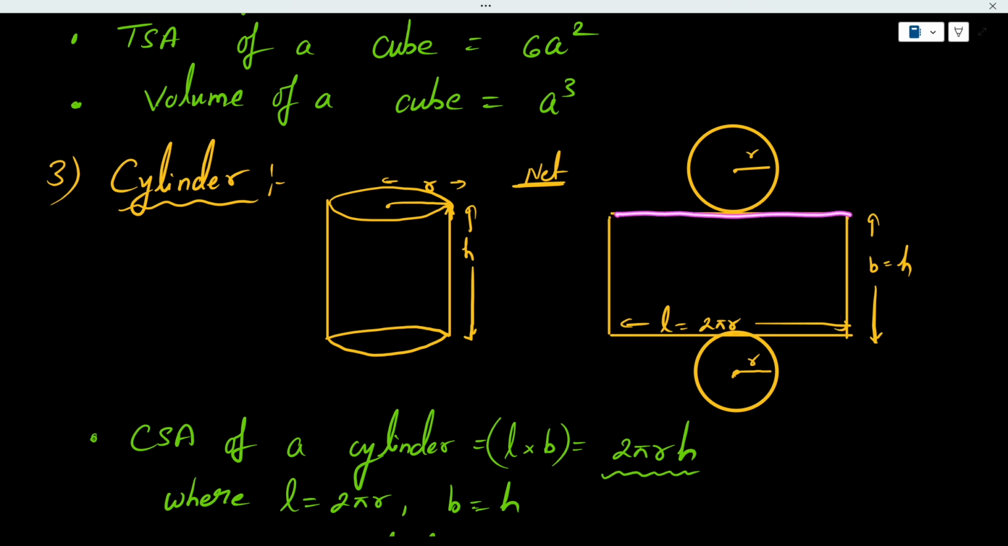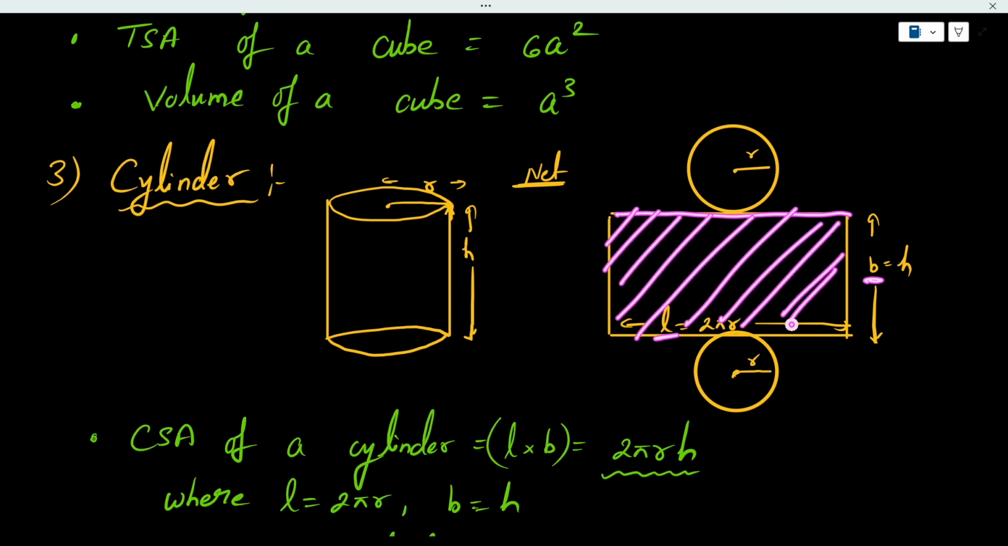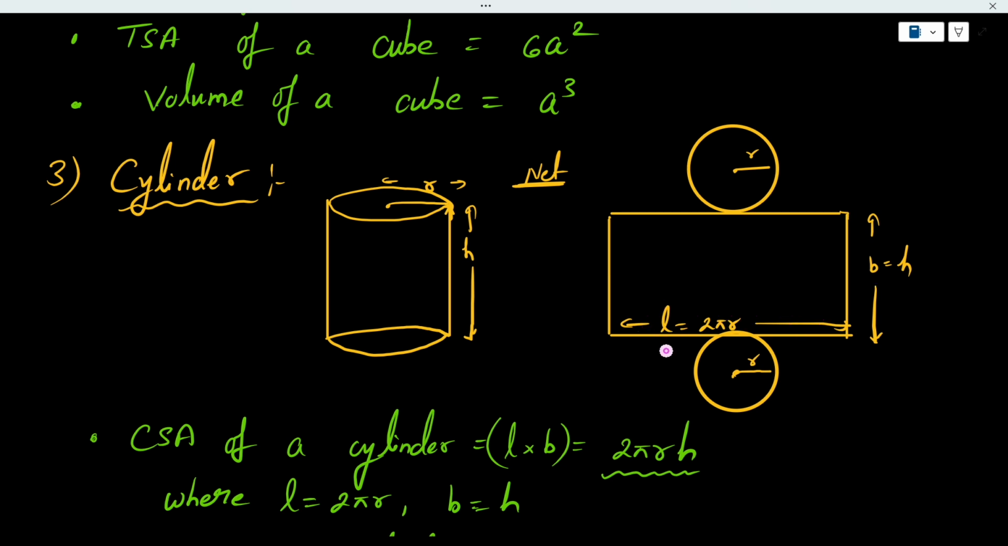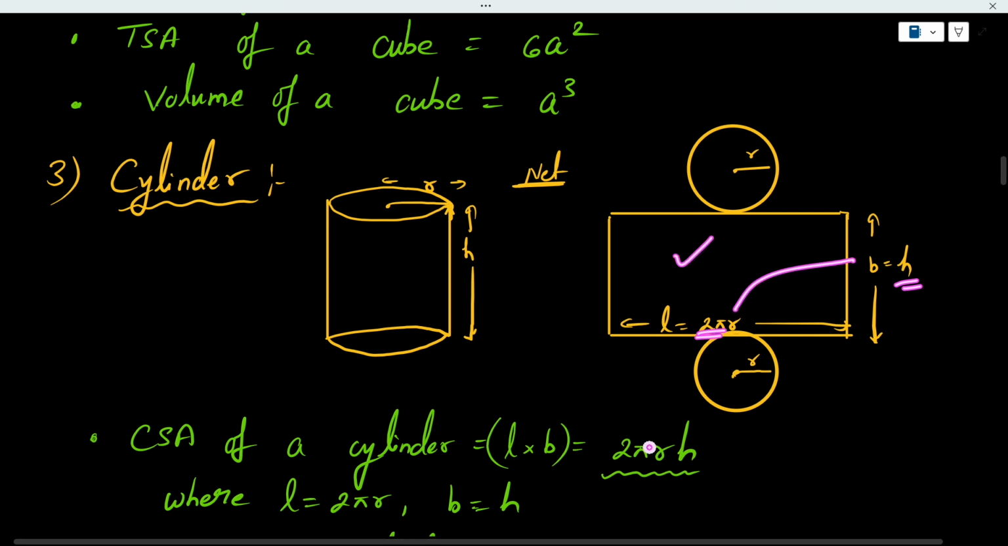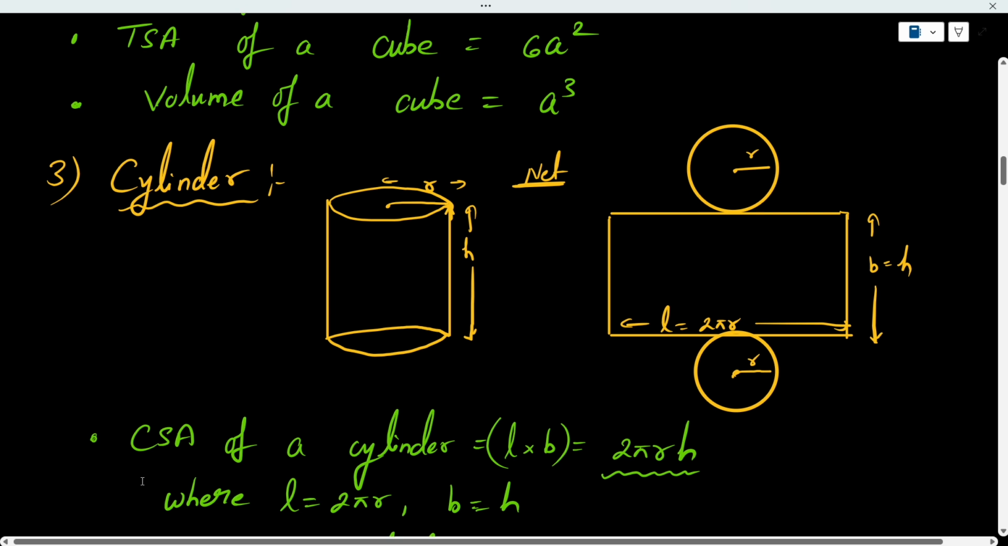Now you know, why did I write down L into B here? Because if I need to find the area of this curved surface, I can take L into B, but there is no length here because it's a curved surface. So the length of this is going to be equal to the circumference, so we take it as 2 pi r, and the height is h. L into B is the area of this rectangle. That's why you get the curved surface area as 2 pi r h.